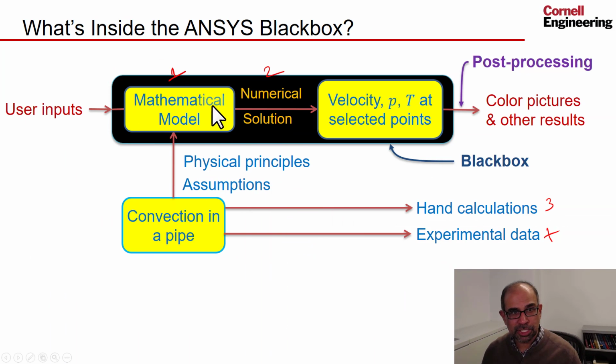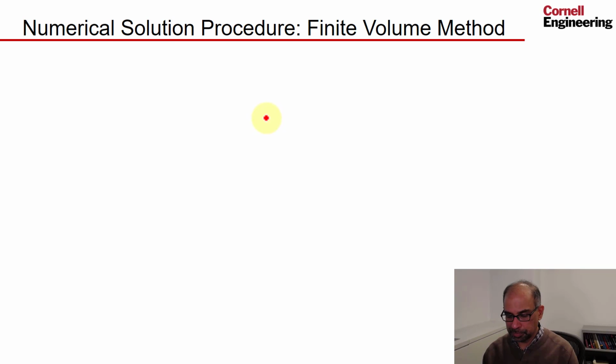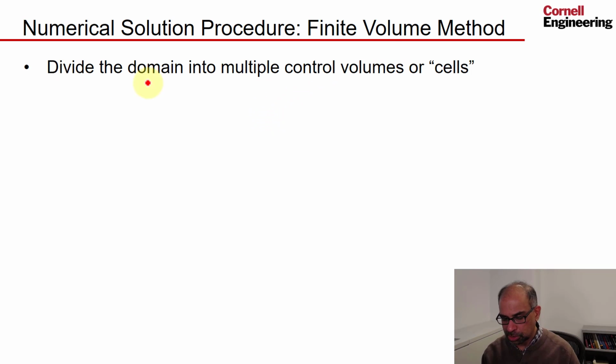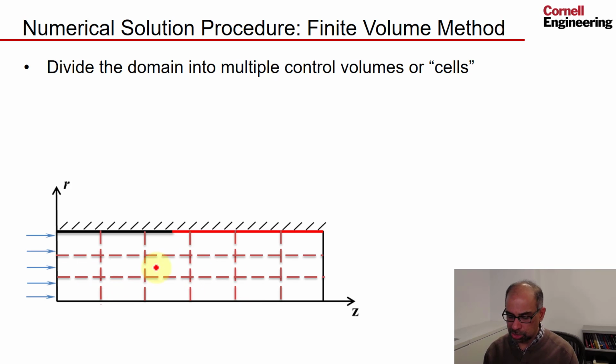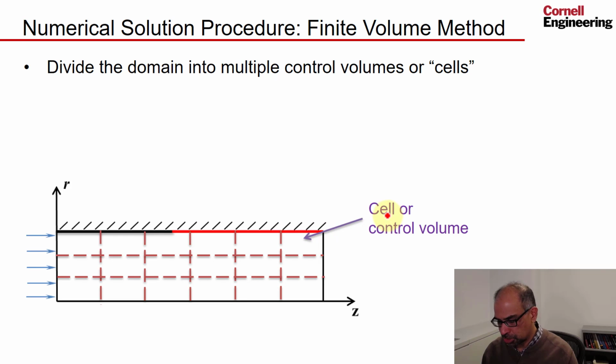If I briefly go back to the framework of what's inside the black box, I'm moving from talking about the mathematical model to talking about how it's going to be solved using the finite volume method. And in the finite volume method, you take the domain and you divide it into multiple control volumes or cells. So this is the domain we have. It's a rectangle. And let's say we divide it into chunks as shown over here. So I've shown 18 little chunks over here. In reality, we'll have thousands or now even millions of little chunks. And each of those chunks is called a cell, or you can think of it as a control volume.